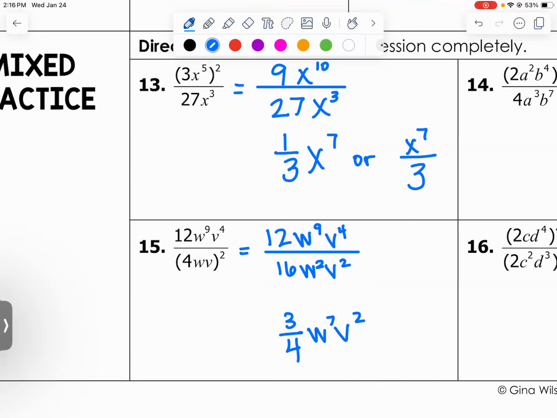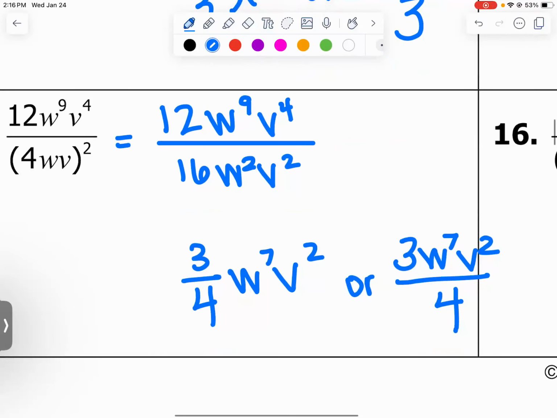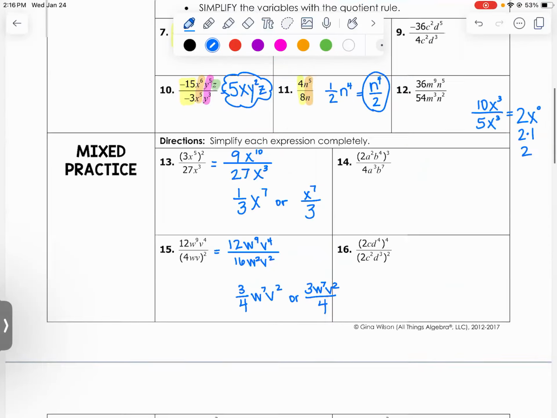Zayden, I'm not saying it is or isn't. I'm just saying it's okay if it's wrong. Now, I'm okay with this. It's also okay to put 3w to the 7th v squared over 4 like that. Those mean the same thing. I'm just helping you get used to the different kinds of notation you can see with these problems, okay? Let's go ahead and turn to the next page.